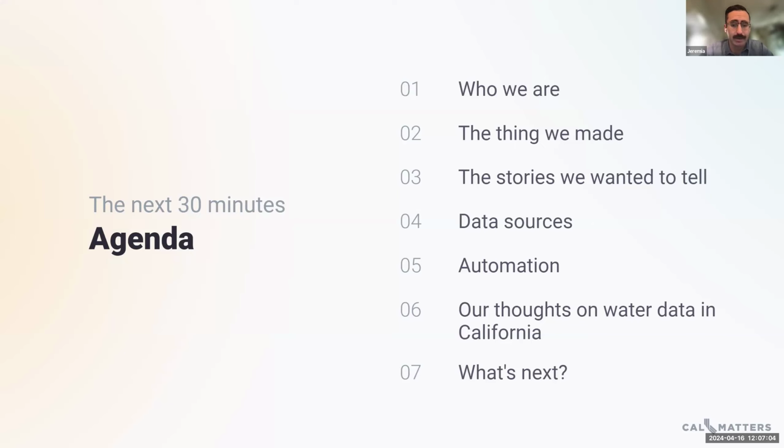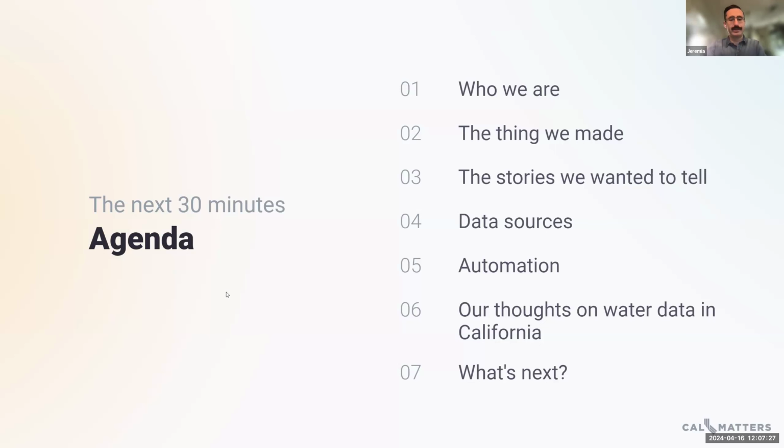We're going to talk about the data sources we used. We're going to talk about the automation tactics we use to keep this dashboard up to date. And then we're going to have a little bit of our positives and negatives and two things that could possibly be improved about California water data. And we'll close out with painting a picture of where we hope to take this dashboard into the future.